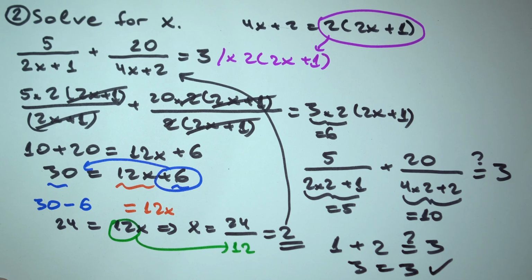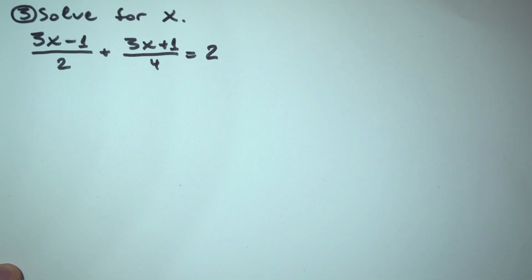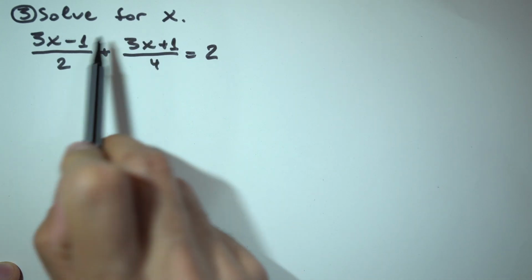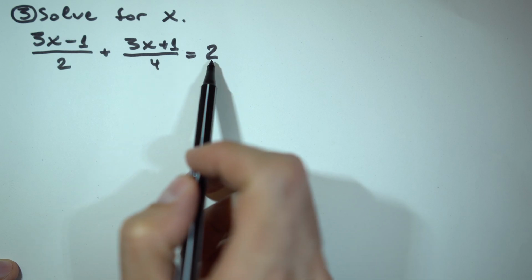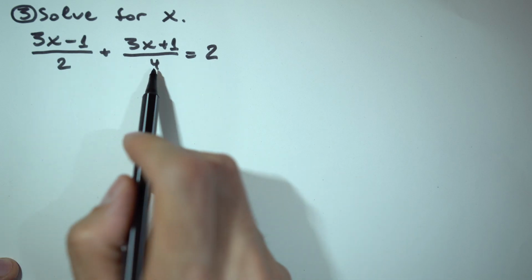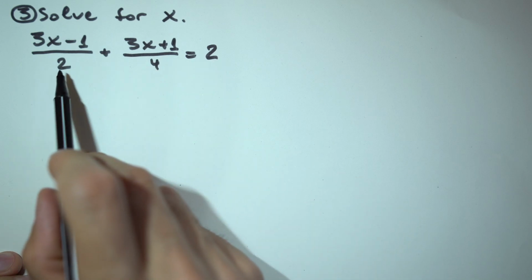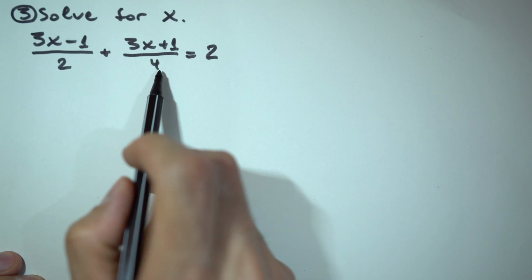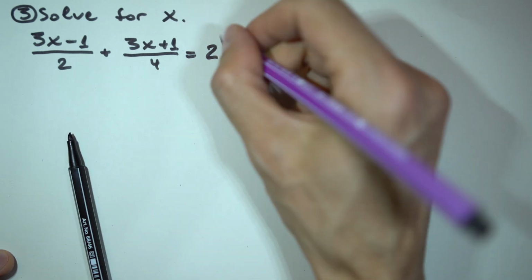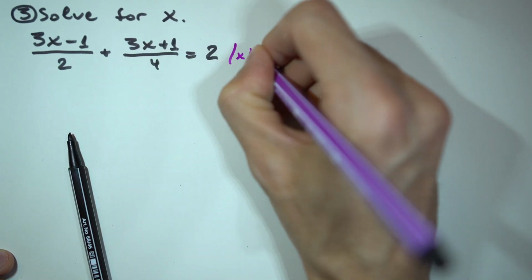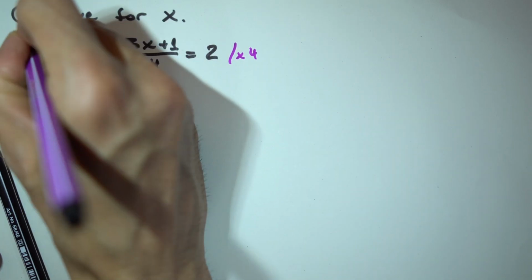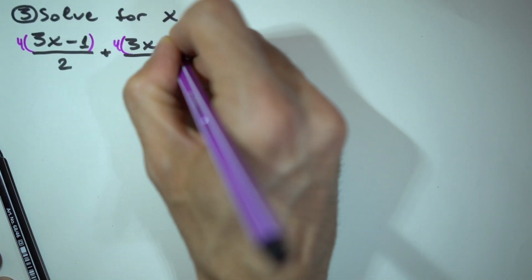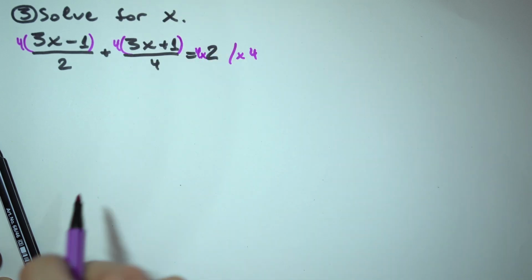Let's solve one more example. Problem number 3. Solve for x. 3x minus 1 over 2 plus 3x plus 1 over 4 equals 2. We have something over 2 and something over 4. And the lowest common denominator is 4. That is, we have to multiply every single term of the equation by 4, and thus remove the fractions. In other words, we have to multiply this term by 4, this term by 4, and this term by 4.